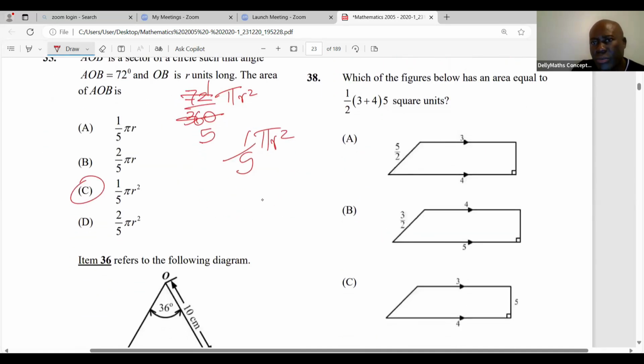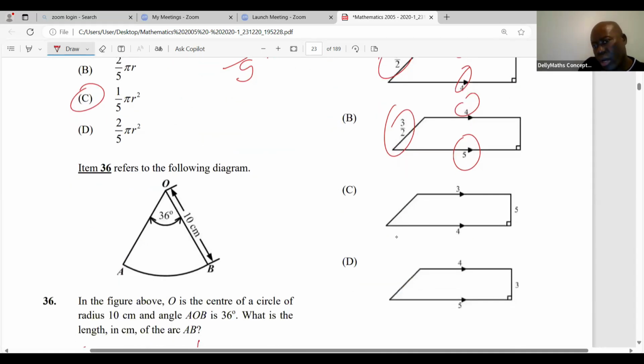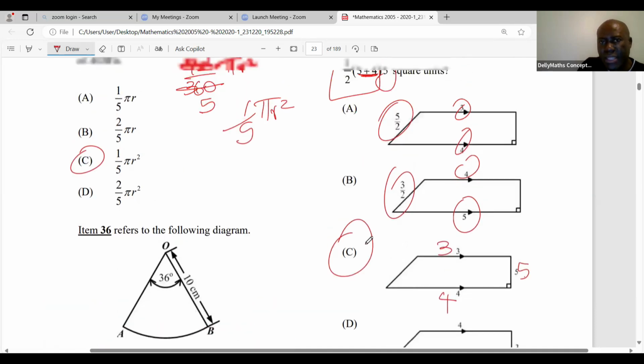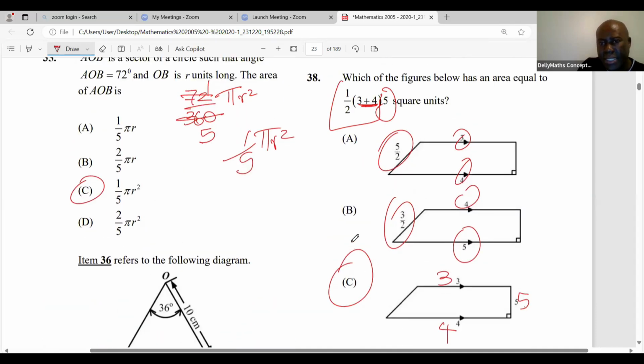Now let's take a look at it. Which of the following below has an area equal to this? Remember, this is a trapezium. So what you're looking for is half the sum of the parallel sides, which is this. So my parallel sides should be 3 and 4. This is good, but this is not the height. This is good, that's wrong. So take a look, half the sum of the parallel sides times the height. It's going to be at C, where I'm seeing my 3 here, my 4 here, and my 5 as the height here. This is the one that would have given that. So definitely 38 is actually C.